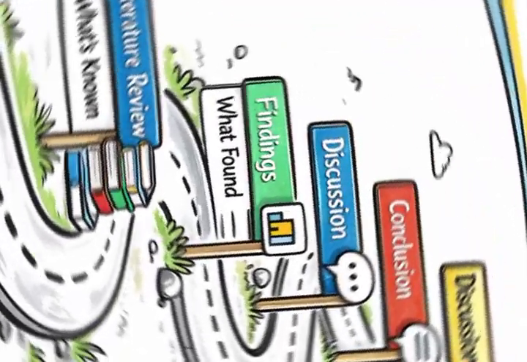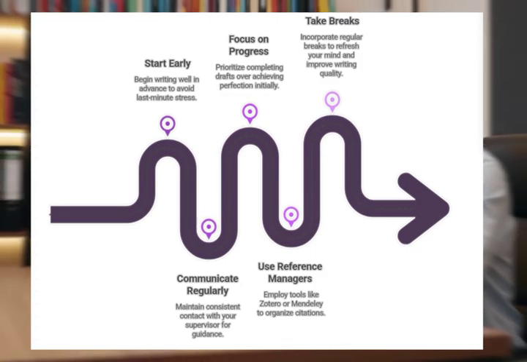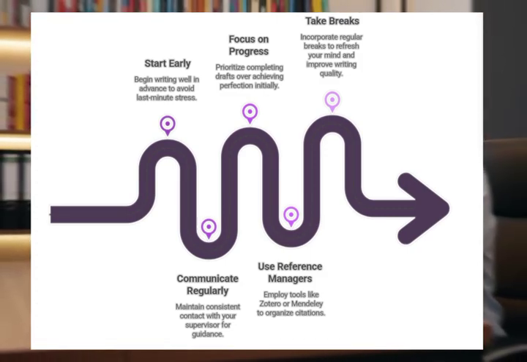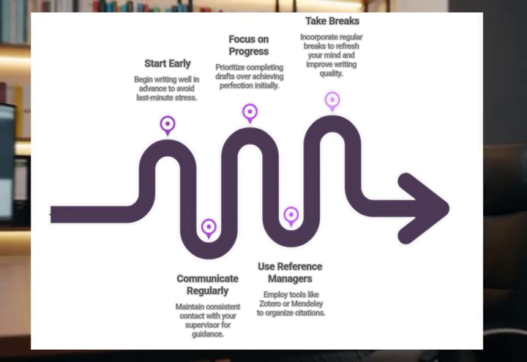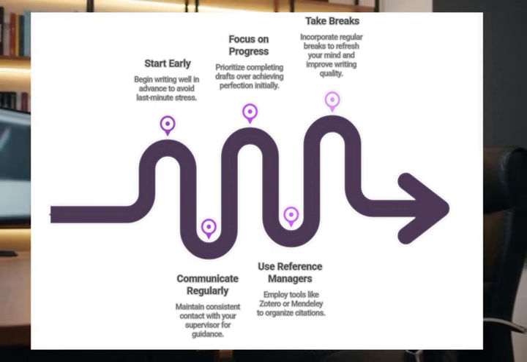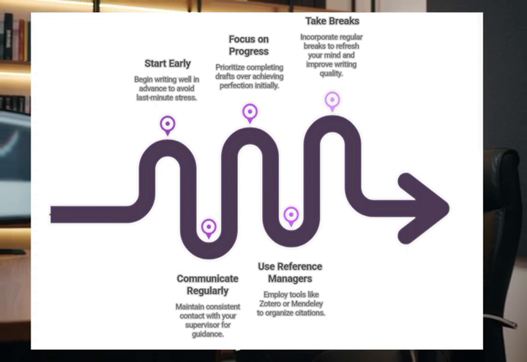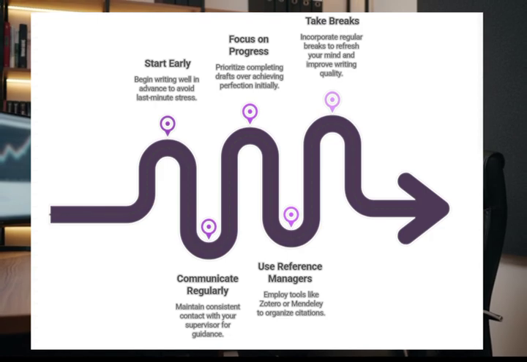Bonus tips for writing a strong PhD thesis. 1. Start early. Writing always takes longer than expected. 2. Communicate regularly with your supervisor. 3. Don't aim for perfection in your first draft. Progress matters more. 4. Use reference managers like Zotero or Mendeley. And 5. Take breaks. Clear thinking improves writing quality.